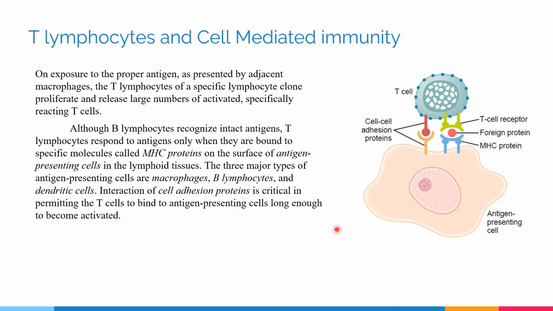So, there is a quick difference between B lymphocytes and T lymphocytes. B lymphocytes can detect directly the various antigens that are floating around, but T cells need to have been presented the particular antigen by an antigen presenting cell.